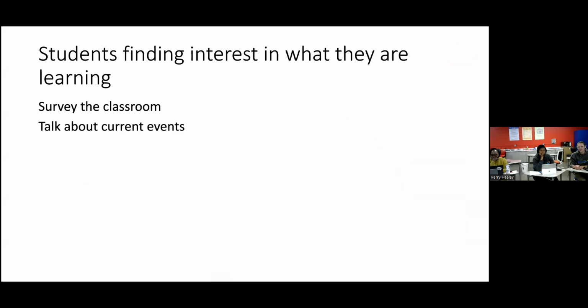Oftentimes, in order to get this information, you might start with a student survey or a survey for the classroom, where you just talk to the students, ask them what they're interested in. This can also come from one-on-one conversations with students or with groups of students. And it also can come from talking about current events that are happening in your community.